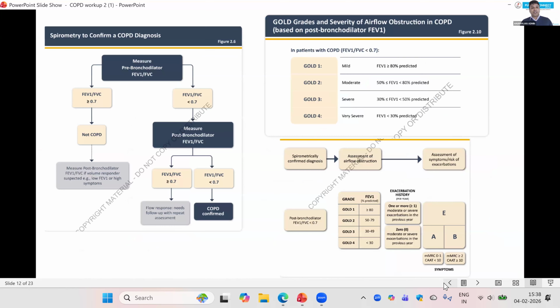So according to GOLD, what's the use of this FEV1 by FVC? As I told, COPD is an obstructive lung disease. So if FEV1 by FVC is reduced to less than 0.7, you measure the post-bronchodilator FEV1 by FVC.